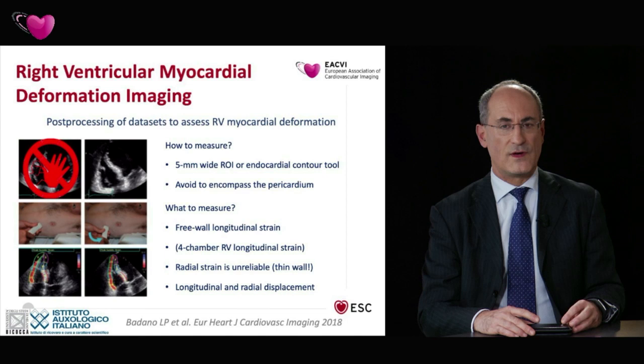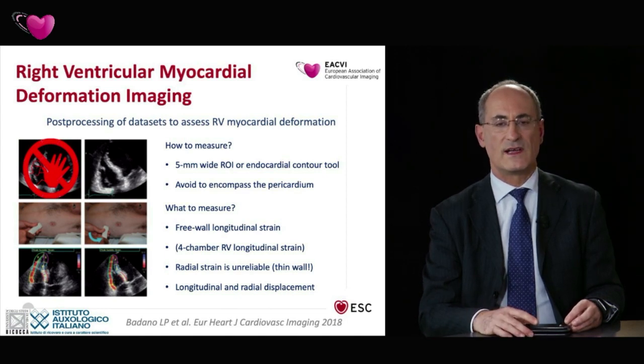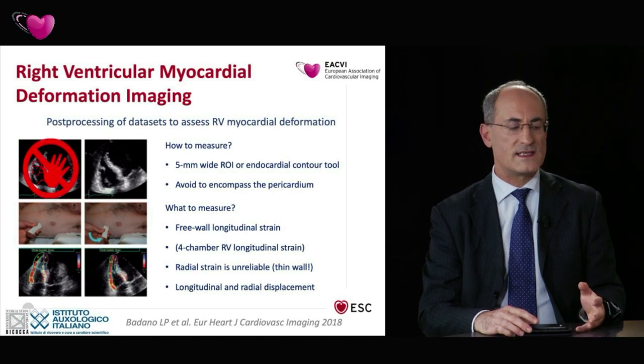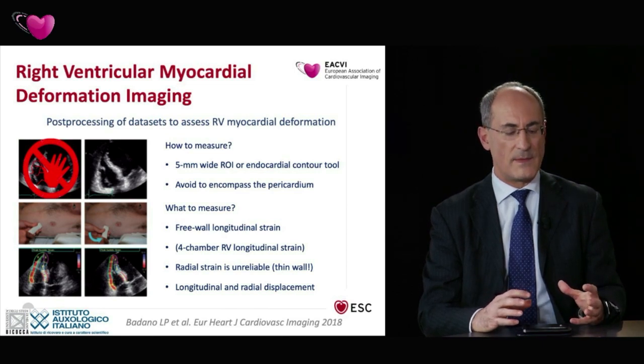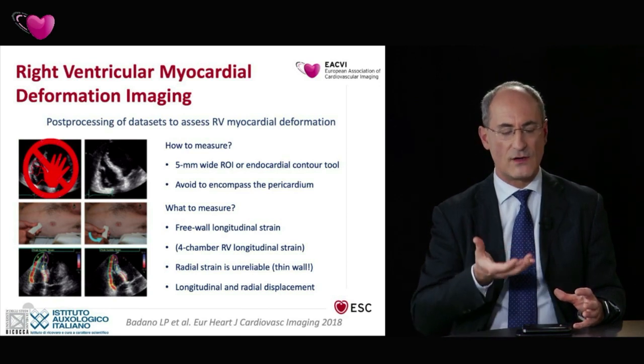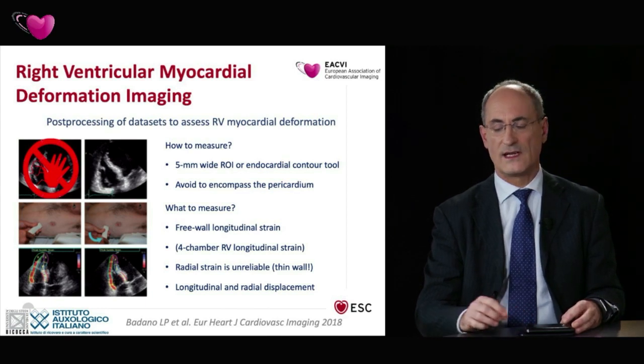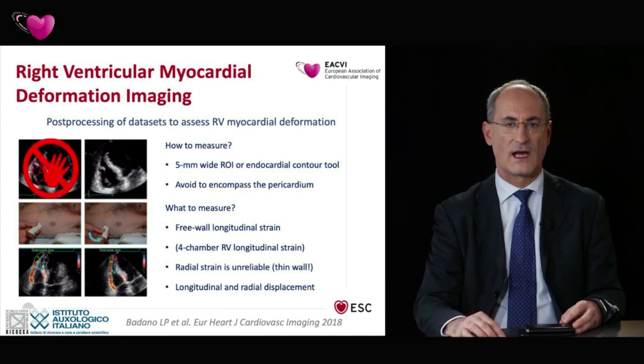We confirmed that the radial strain is unreliable because the wall is very thin, but since the mechanics of the right ventricle is a little bit more complex than just the longitudinal motion of the tricuspid plane, we have also included in the recommended parameters the longitudinal and the radial displacement of the endocardium.